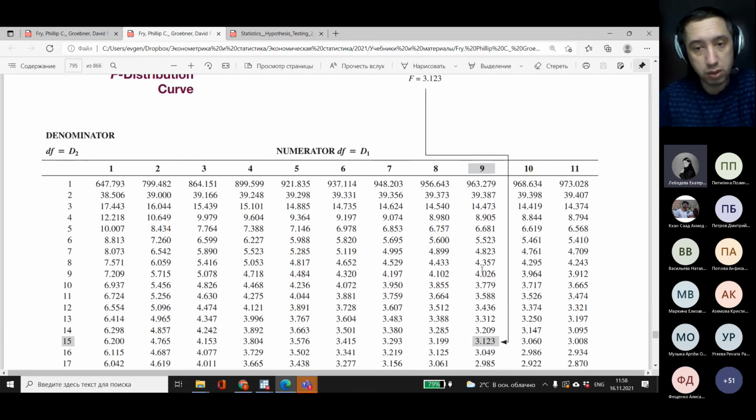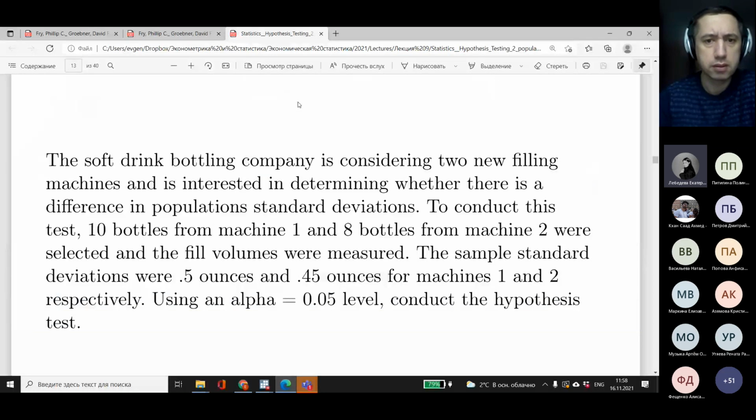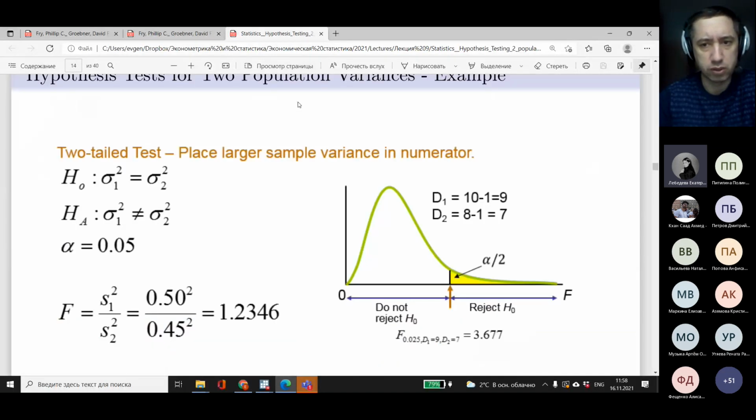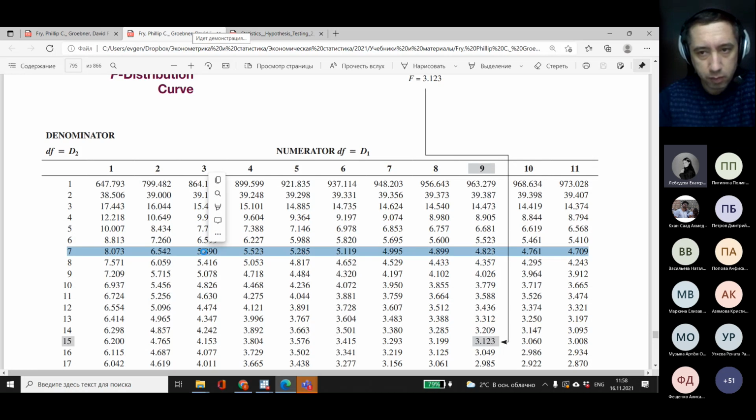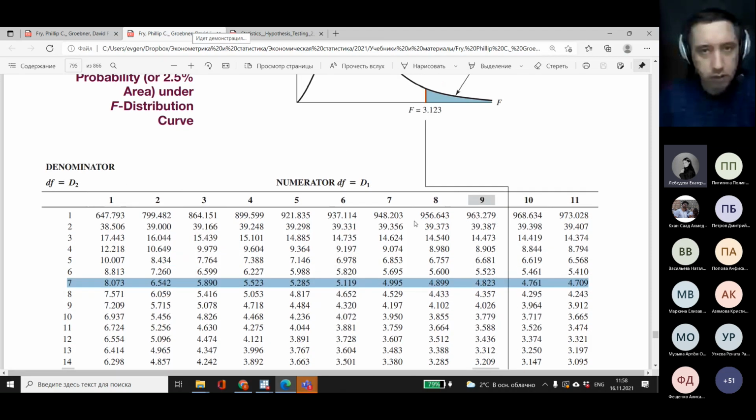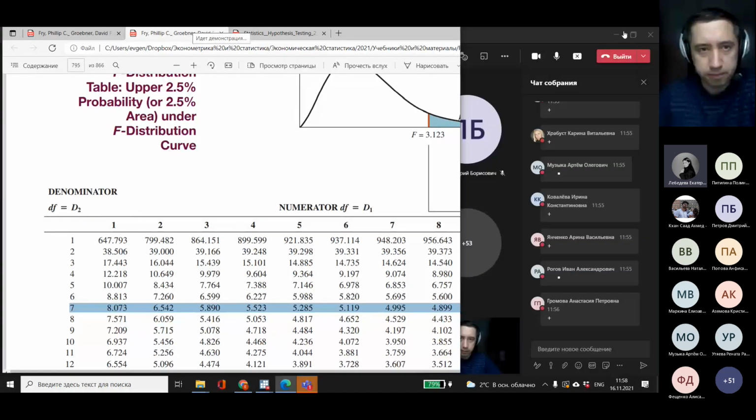Okay, what about our rows? How many observations do we have? We have 8 observations, so n minus 1 is 7. Okay, column number 9, 4.8 is our... Wait.